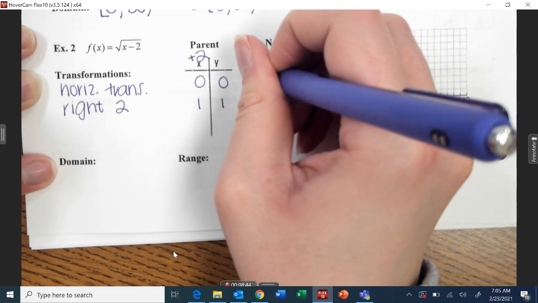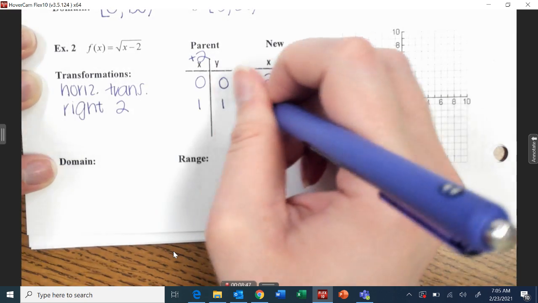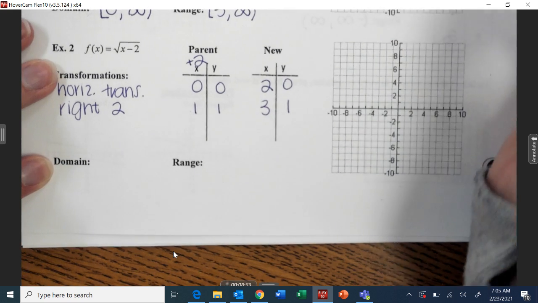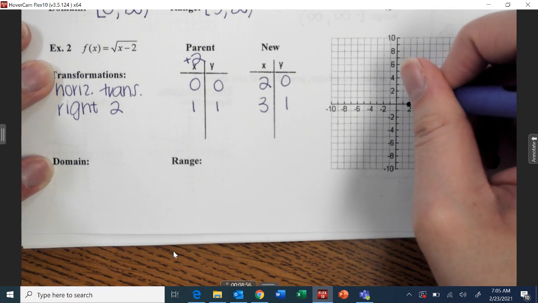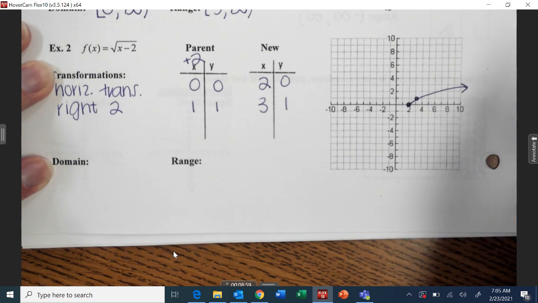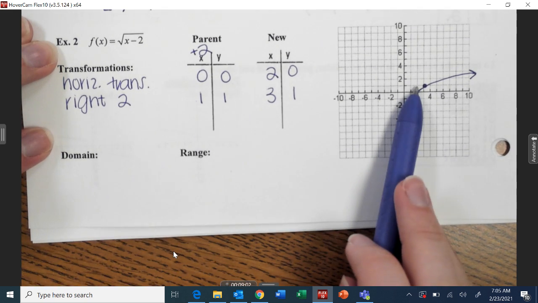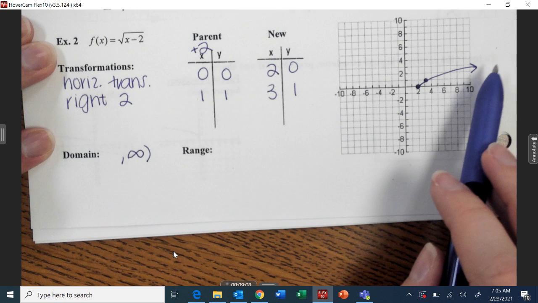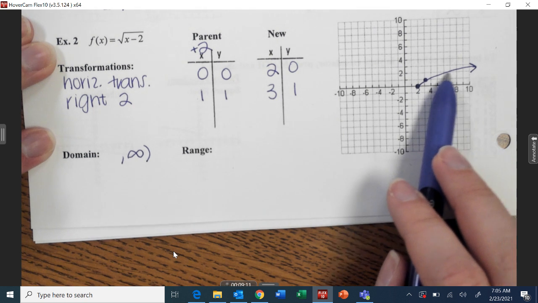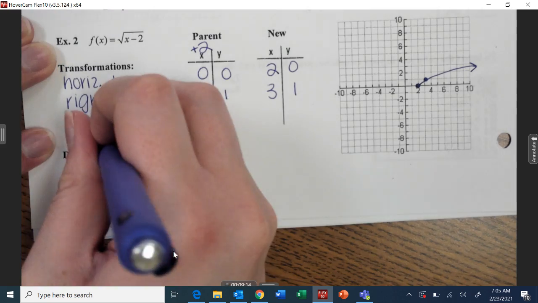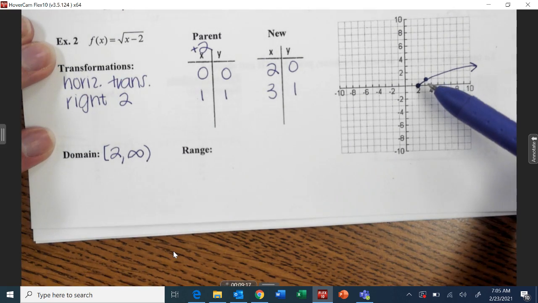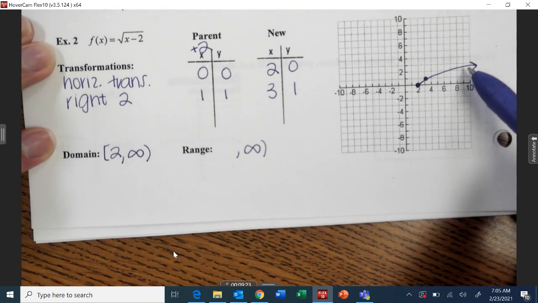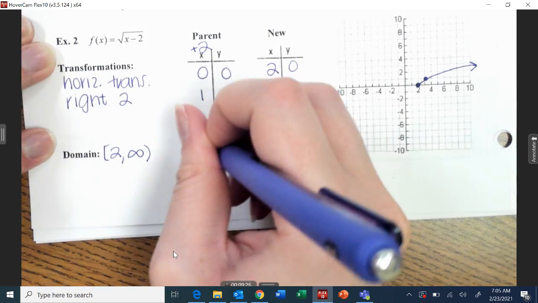So 0 plus 2 is 2. 1 plus 2 is 3. Y values are going to stay the same, 0 and 1. Focusing in on domain, you are going to the right forever. That's positive infinity. The lowest x value, the point all the way on the left, is right here, an x value of 2. For the range, we're going up forever. That's positive infinity. Smallest y value is the lowest point on the graph. That's a y value of 0.